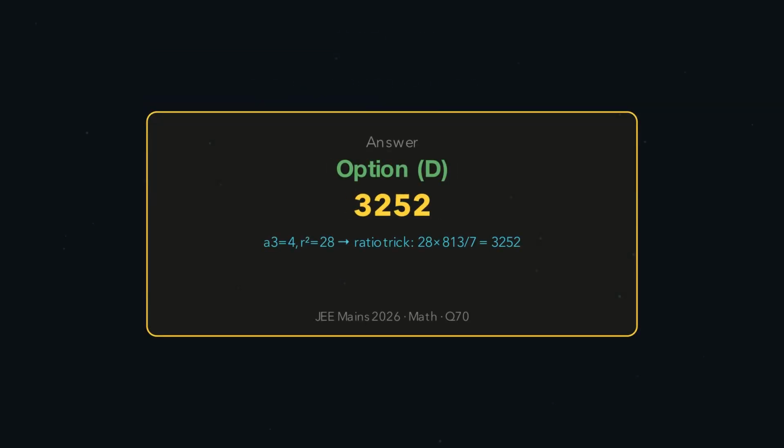Here's the elegant insight. Notice that A sub 3 plus A sub 5 plus A sub 7 equals R squared times the quantity A sub 1 plus A sub 3 plus A sub 5. So the answer is simply 28 times 813 over 7. That's 4 times 813, which gives us exactly 3252. The ratio multiplier trick is what makes this problem fast. Option 4, 3252, is correct.